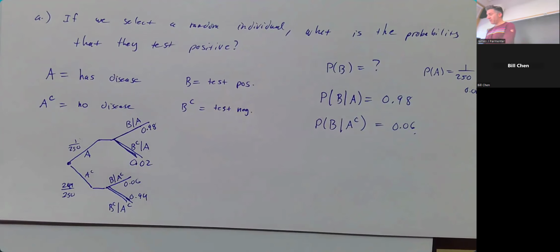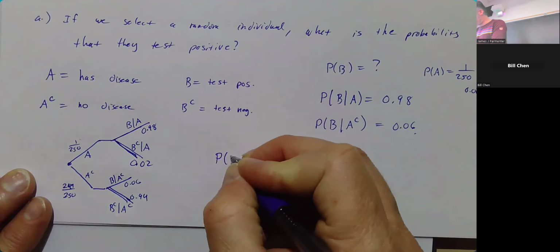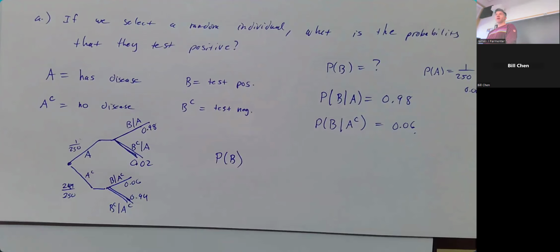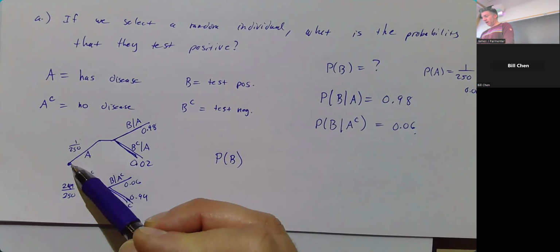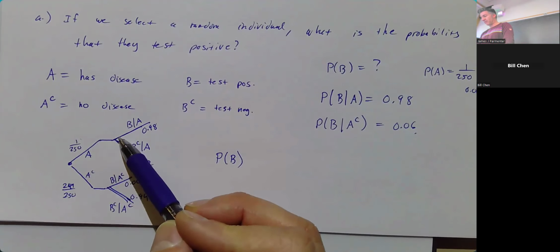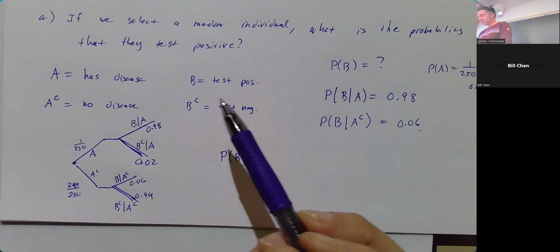So now, if I want to find the probability of B, having tested positive, I'm just going to add up all the paths that get me to B. So here's one path that gets me to B, having the disease and then having a positive test, given that I have the disease.